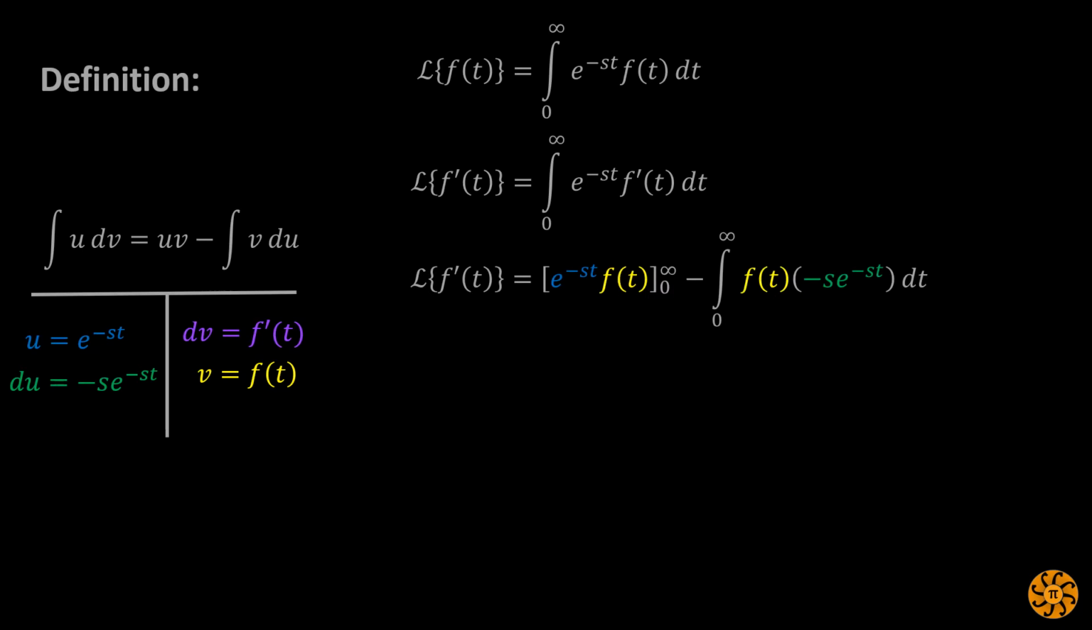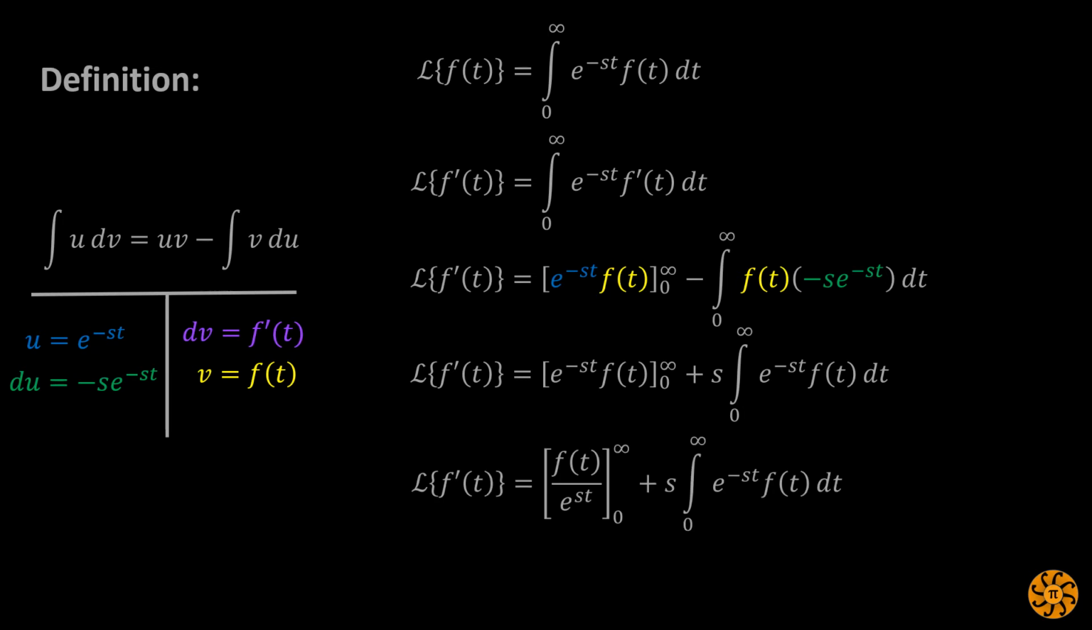Substitute in our parts and bring the negative s outside of the integral. We are integrating with respect to t, so s is just a constant. A number to a negative power is equivalent to dividing by the absolute value of that power, so we can rewrite like this. And here we are left with the integral from 0 to infinity of e to the negative st times f of t, which is the Laplace transform of f of t.